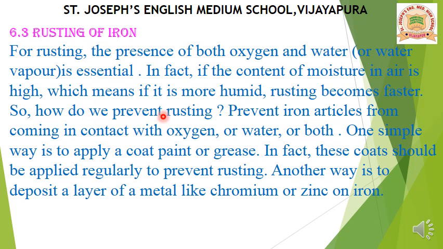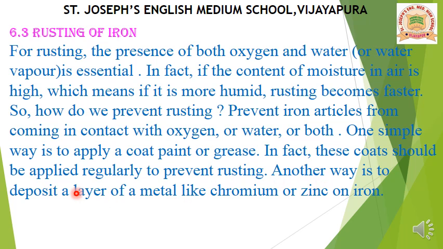So how do we prevent rusting? Prevent iron articles from coming in contact with oxygen or water or both. Means we have to keep them away from oxygen and water. But most of the objects are regularly in contact with water and oxygen. One simple way is to apply a coat of paint or grease. In fact, this coat should be applied regularly to prevent rusting. That is why our gates are painted in different colors.